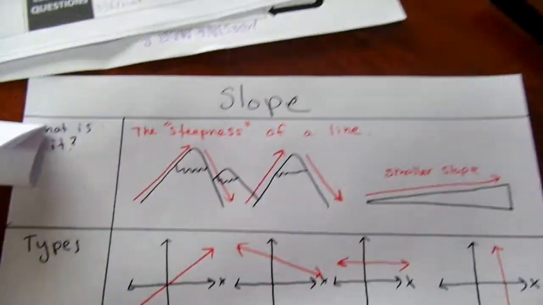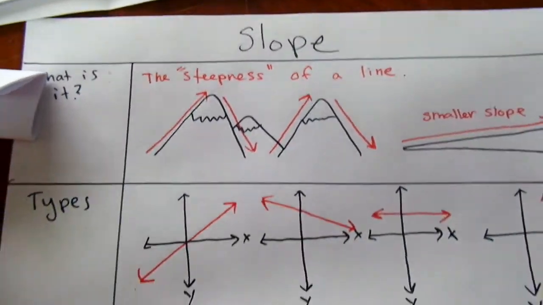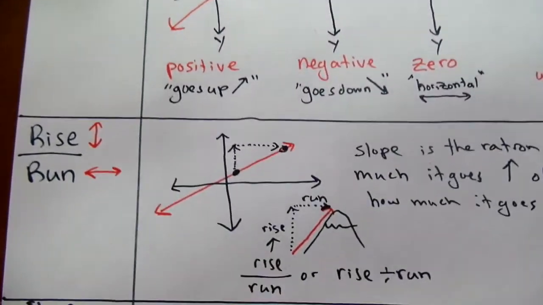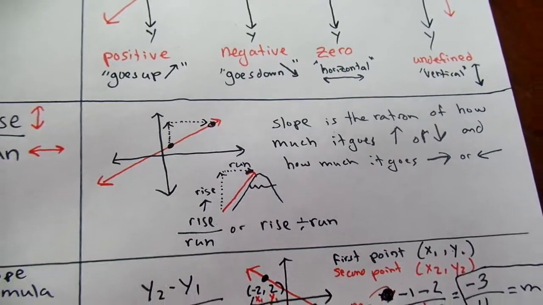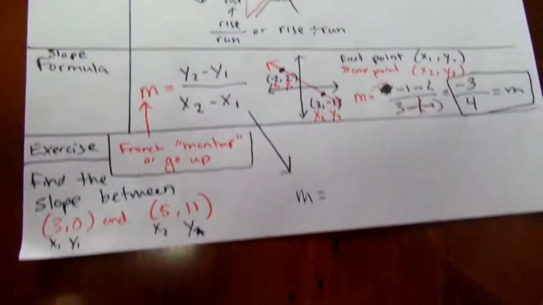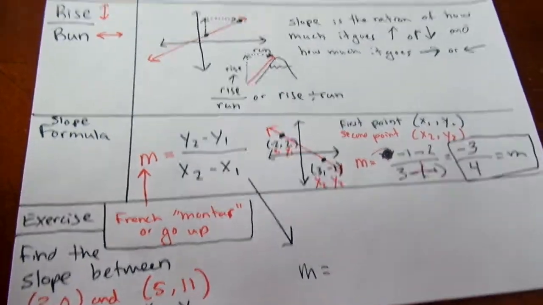Just quickly, just so you can see, we have the slope, the types, rise over run, slope formula, and your own example. And you'll practice this more in class.